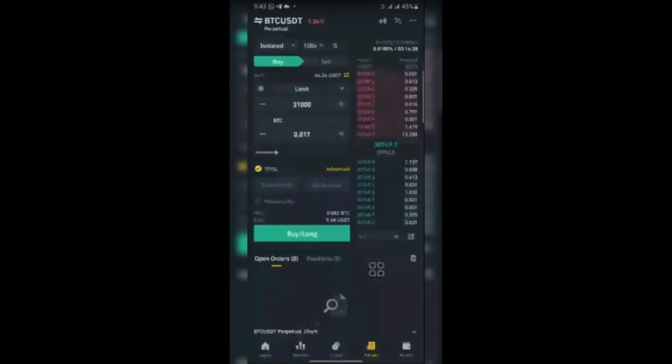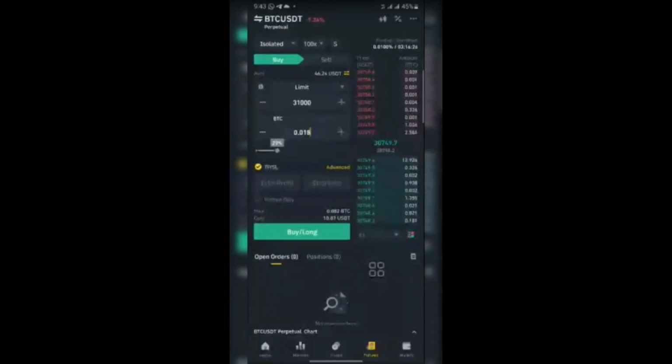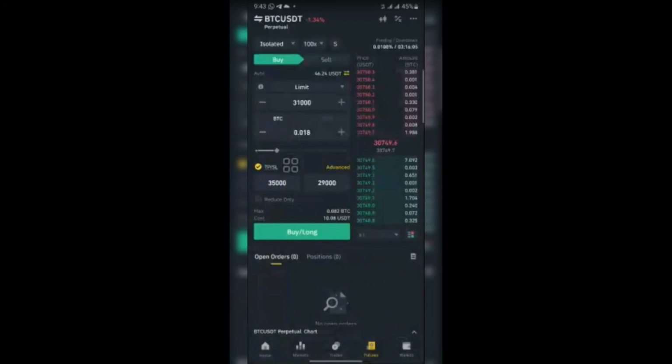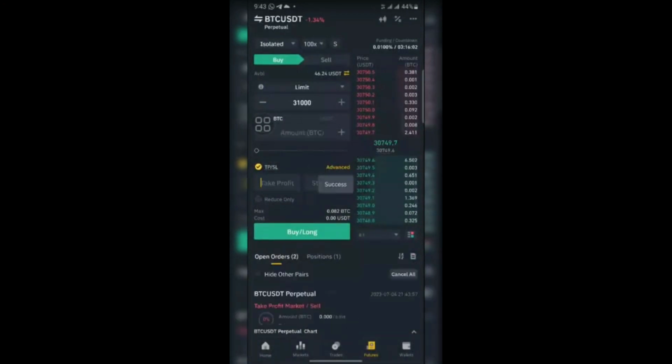Can you see? So it's $10 already. So you click on what? Buy. You understand? So when the market gets to 31,000, it's going to buy. So let's click on this buy first. Okay, I want the market to stop me out when it gets to 29,000. I want to take my profit at 35,000. So you click on done, then you click on what? Buy. You see that the market has what is this?